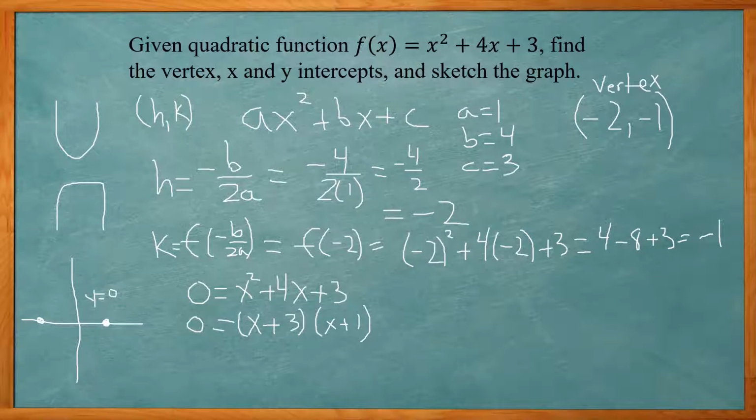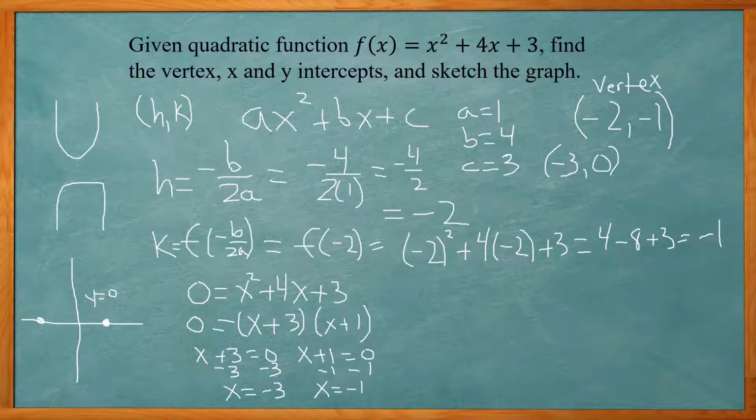Alright, so according to our zero product rule, I can set each of those equal to 0. X plus 3 equals 0. X plus 1 equals 0. I can solve x plus 3 equals 0 by subtracting 3 from both sides, so x equals negative 3. X plus 1 equals 0. Subtract 1 from both sides, so x equals negative 1. So we have x-intercepts at negative 3, 0, and negative 1, 0.